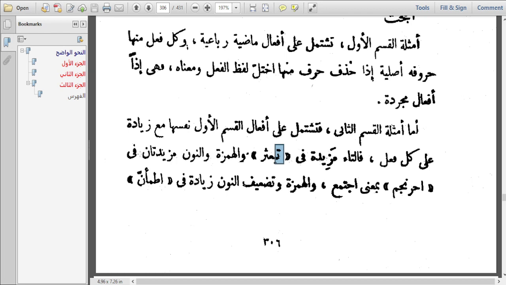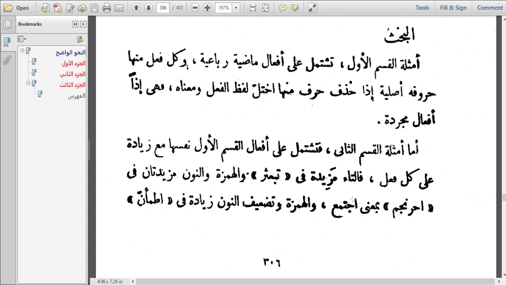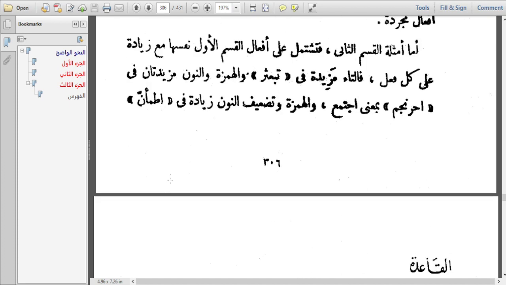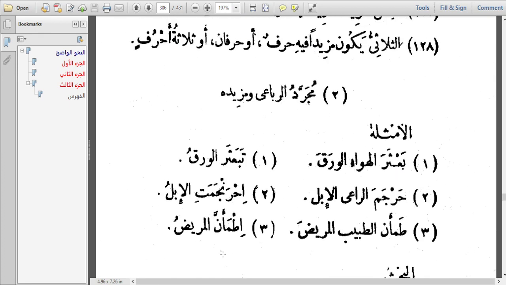والهمزة والنون مزيدتان في إحرنجم. And the hamza here and the noon at the top here, they are all additional letters in إحرنجم, because the verb is harjama, بمعنى اجتمع. The إحرنجم means اجتمع. harjama means جمع. والهمزة وتضعيف النون زيادة في إطمأن. So in إطمأن, the alif here is a ziyada, and then the noon that has been added to create the shadda is also a ziyada. So that is the ziyada you can have.